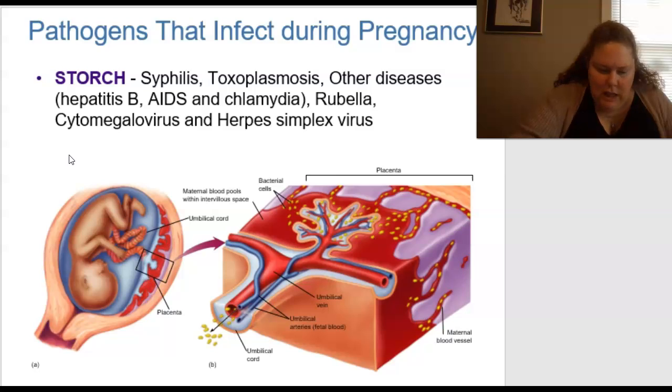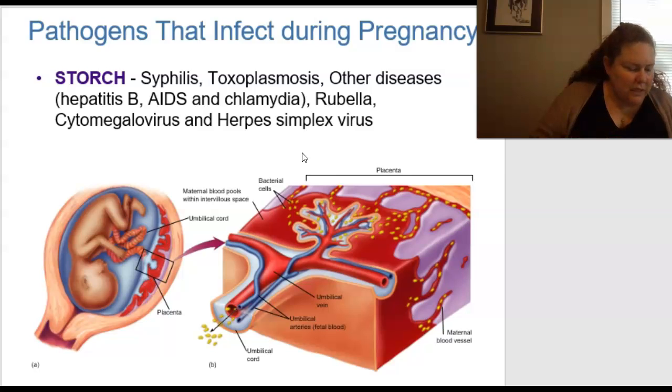So looking at STORCH, these are the common ones, right? This would be syphilis, toxoplasmosis, other diseases such as hepatitis B, AIDS and chlamydia, rubella, cytomegalovirus, and herpes simplex virus. These can all be transported to the child through the mother while it is incubating.